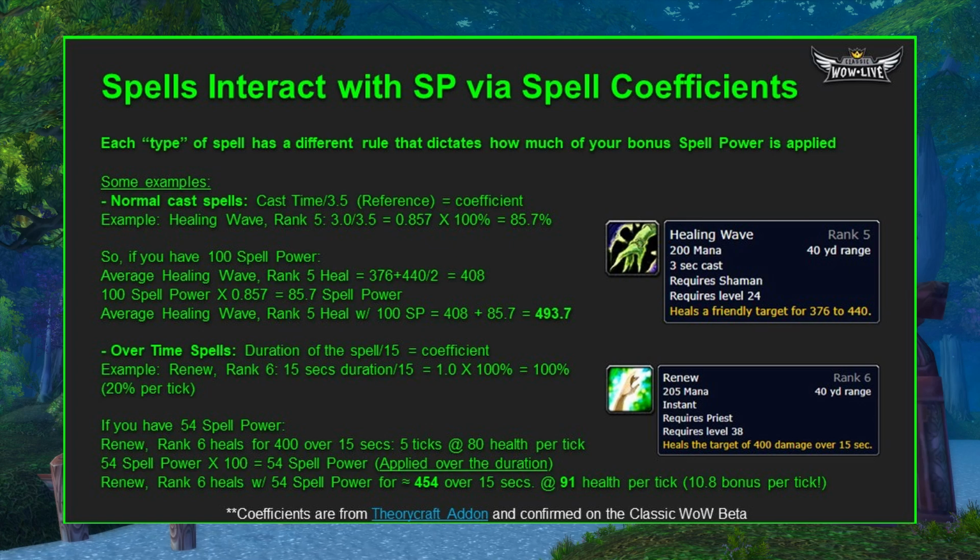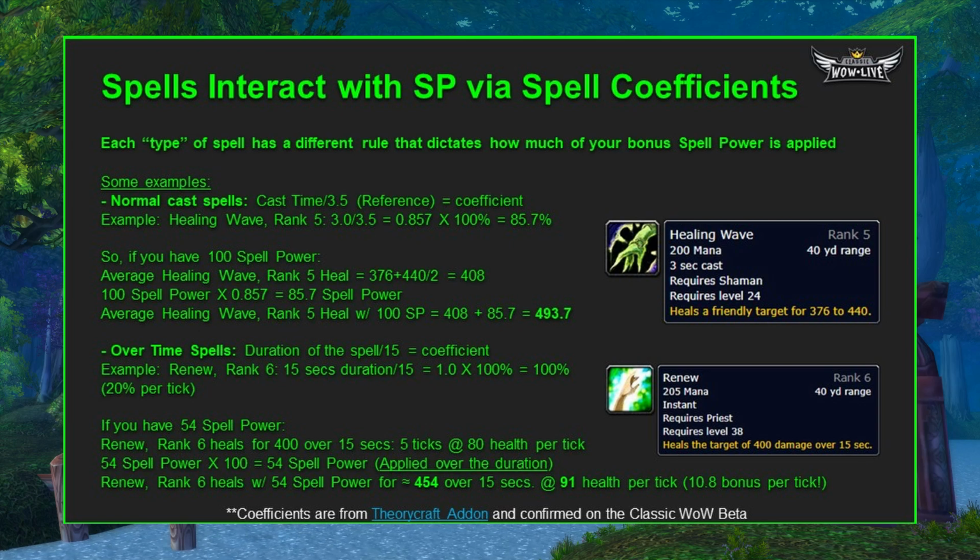Now, since Healing Wave rank 5 is a 3-second cast time, we divide 3 by 3.5 and receive the coefficient of 85.7%. So only 85.7% goes to Healing Wave rank 5. And if you have 100 spell power, the average Healing Wave rank 5 before spell power is 408, and since it has a 0.857 or 85.7% coefficient, we multiply 100 by 0.857, and we add that to the original average of 408 to get a new average of 493.7. So if you have 100 spell power, that's how much healing, on average, Healing Wave rank 5 will do.